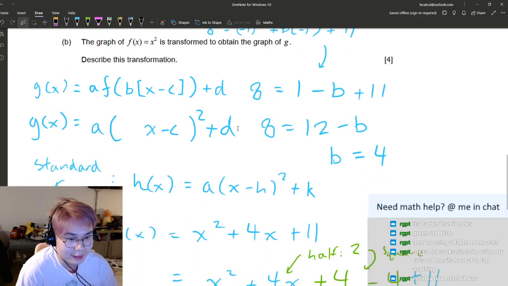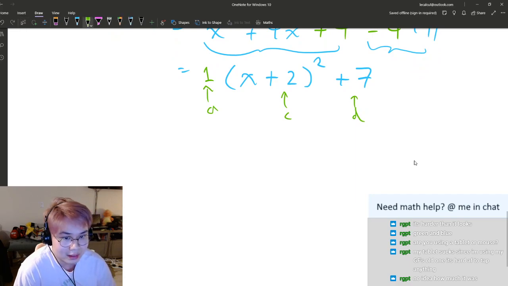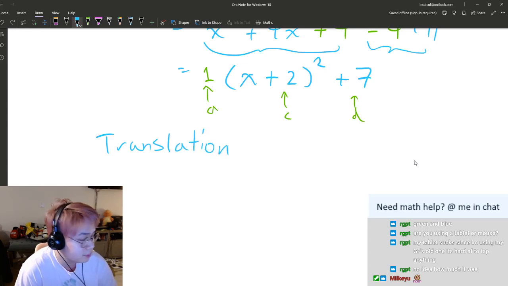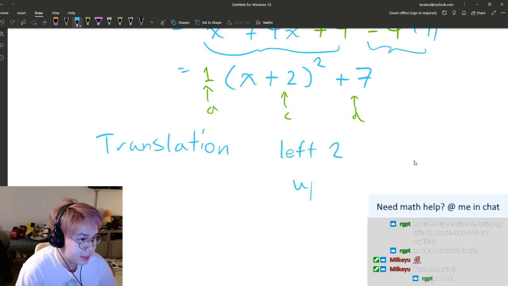I need to describe the transformation. Well, I've identified what my transformations are. This is essentially a translation. Left 2 and then up 7.